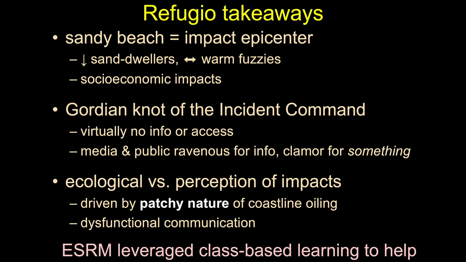As far as overall impacts, the key theme of this 2015 spill was the notion of the ecological impacts versus the perception of those impacts. It was highly driven by the patchy nature of the oiling, of the tarring that happened across this huge swath of coast, and also augmented by that dysfunctional communication that we mentioned before. Overall, I think we did a great job leveraging you all, our students, and our class-based learning opportunities and data resources and data collection abilities to really help both the wider public and folks looking into the damage assessment understand what was happening with this oil spill. So that's the 2015 Refugio oil spill, you guys.